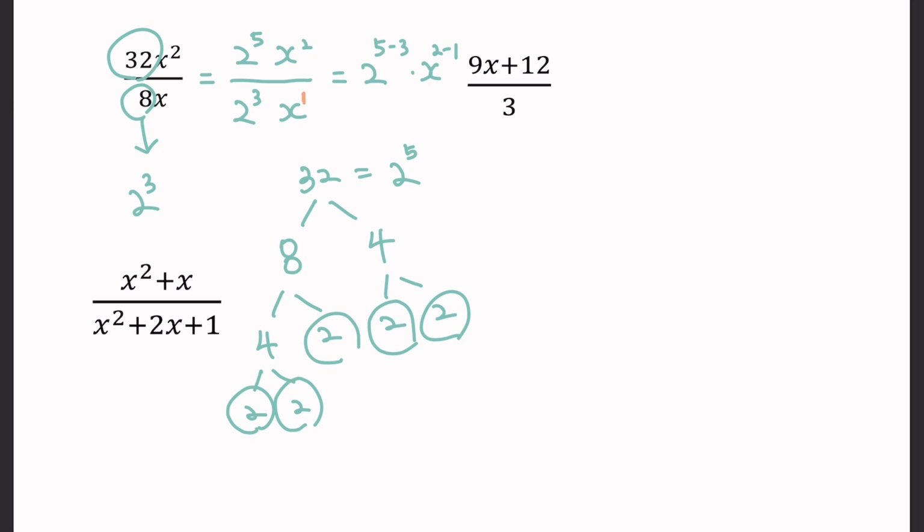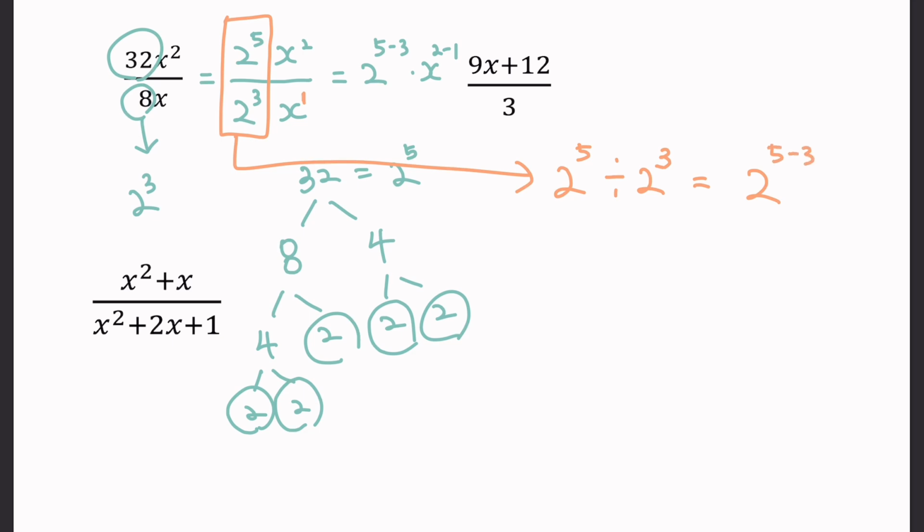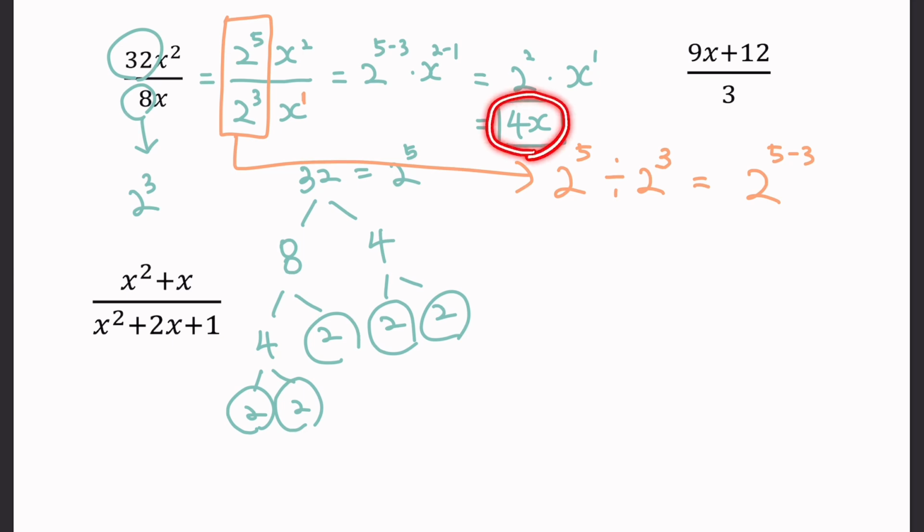And if you divide 2 to the 5 by 2 cubed, that's equal to 2 to the 5 minus 3, according to the rules of exponents. If I do that, I can rewrite the whole thing as 2 squared times x to the 1, which is 4x. So 32x squared over 8x can be simplified into just 4x.